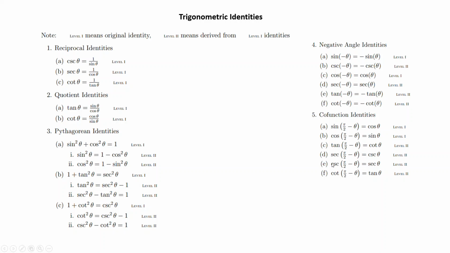Secant and cosecant are co-functions. That means secant of pi half minus theta is cosecant of theta, and cosecant of pi half minus theta is secant theta. Tangent, cotangent, sine, cosine. That's why they're called co-functions, because they have this particular property. Cool. All right.